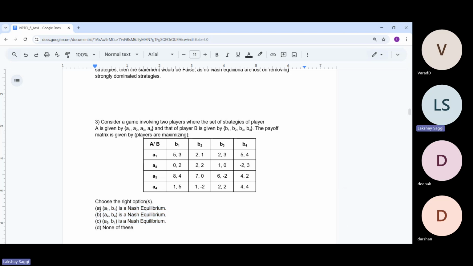So let's just start with option A. Is A1 comma B4 a Nash equilibria? Would anyone like to answer or just guess?